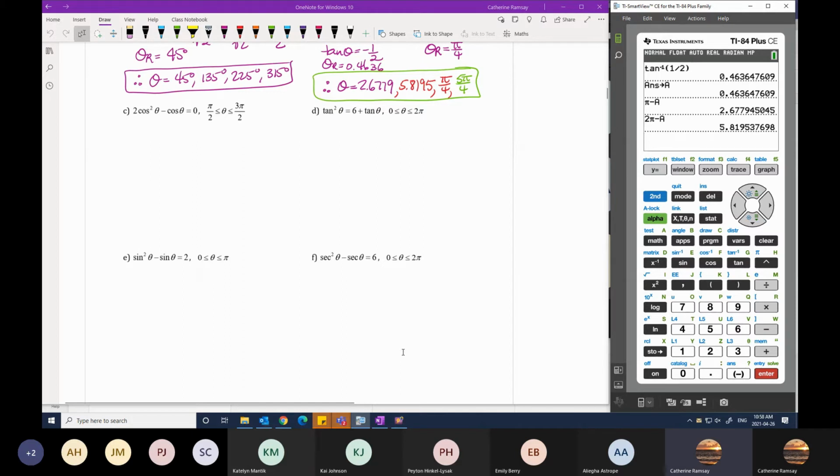So 2 cos squared theta minus cos theta equals 0. Sometimes people have trouble factoring this, but it's just a GCF factor actually. So it is cos theta times 2 cos theta minus 1 equals 0. Again, once we factor it, that means cos theta equals 0, and 2 cos theta minus 1 equals 0, which means cos theta equals 1/2. So these are all answers that are exact values on the unit circle.